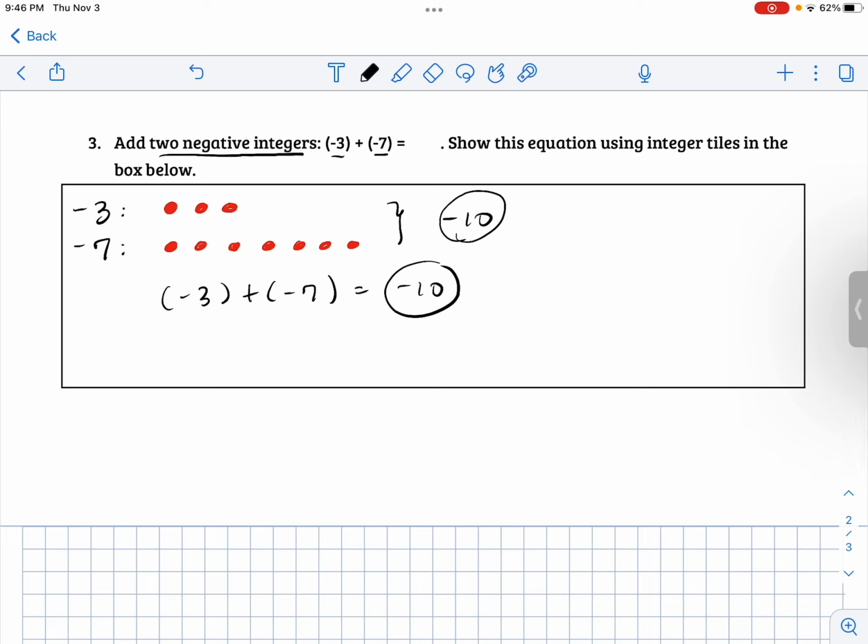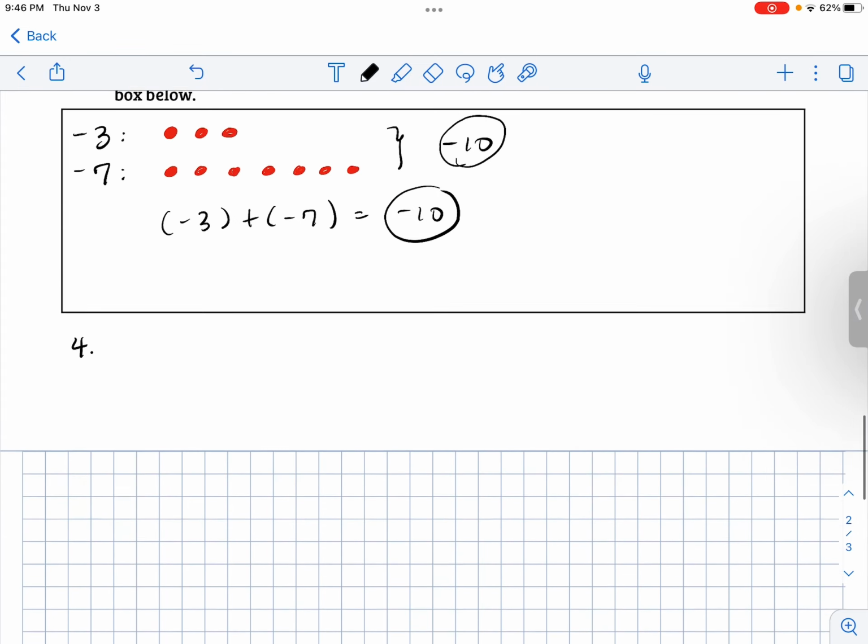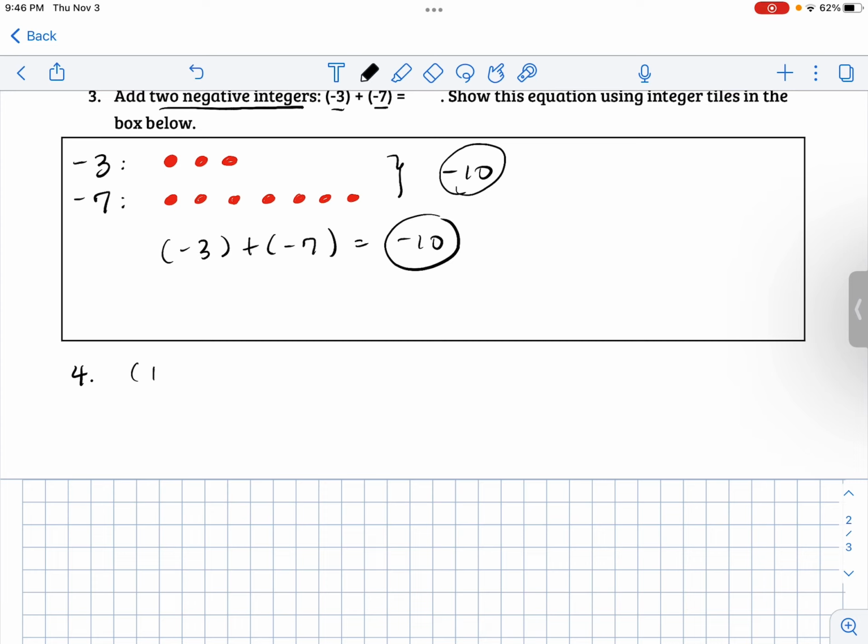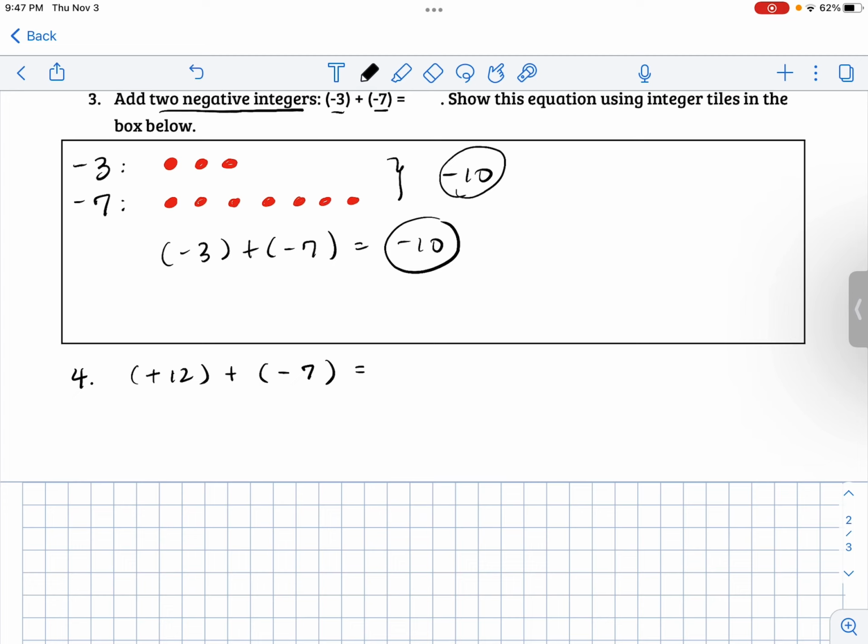Let's do one more example. Let's do number 4, where we're adding two integers of different signs. Let's say we're going to add positive 12 plus negative 7. Okay, now I challenge you to pause the recording now and try this one on your own first before you see how I do the example. So again, your last one is going to be positive 12 plus negative 7. Again, use the previous examples to help you.